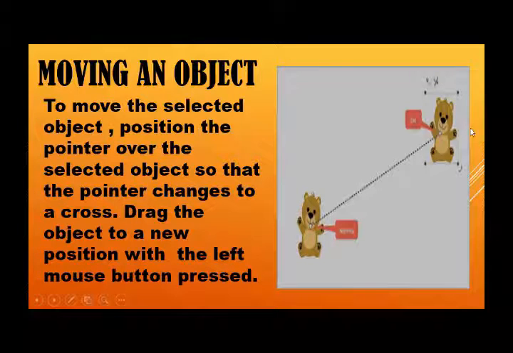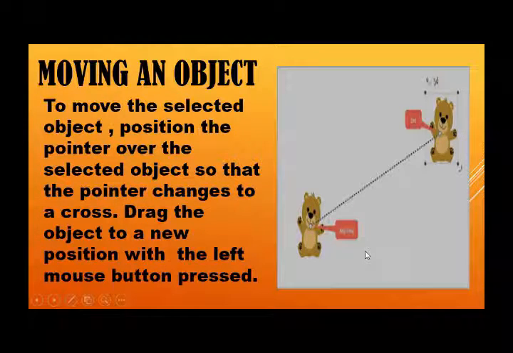So first I select this object, this is the image of a bear. I select it first and the pointer automatically turns into a cross. After that, drag the object to a new position, meaning the object is in this position and then I drag it to move it to this position.